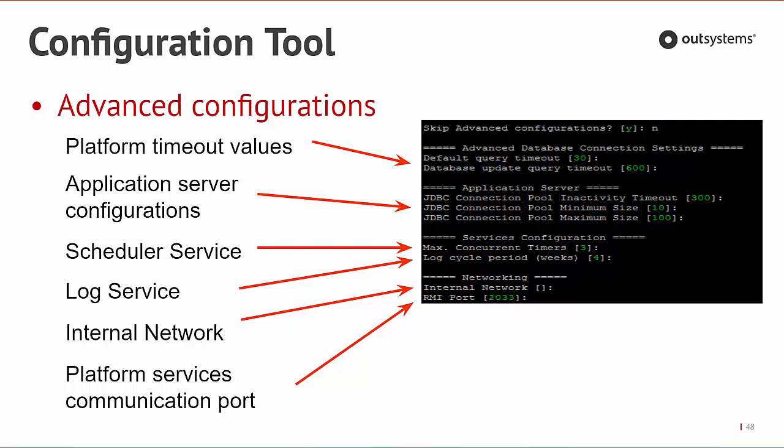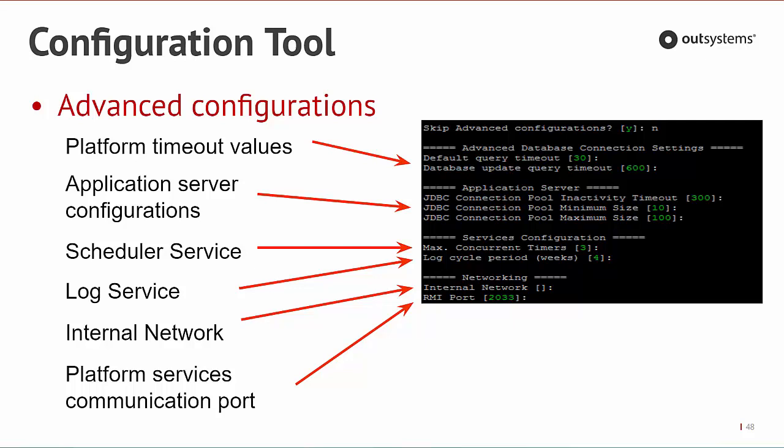Okay. Then we have the scheduler service, and here we can configure the maximum number of concurrent timers. So simultaneous timers that each front end executes. Okay. This setting is global, but it applies per front end. Okay. So in an environment with two front ends, for instance, setting this value to 3 means that at most you can have 6 timers. So 3 concurrent timers per front end. We have 2 front ends, so 3 times 2, 6.